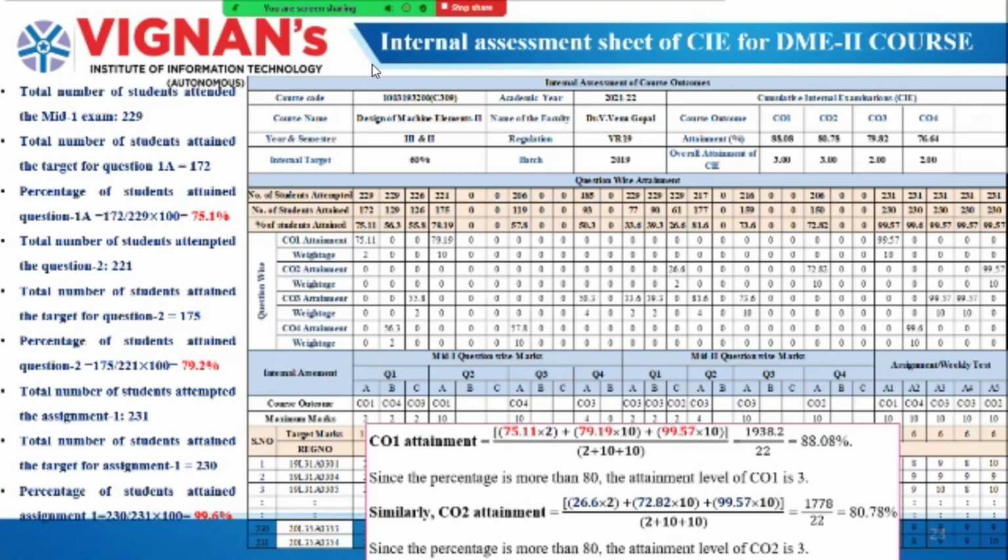See here. After entering all the marks and COs, this will be calculated automatically. These are the course outcomes, this is the attainment percentage, and this is the attainment level for CAE. So 88.08, that is 3. Similarly for CO2, 80.78, and the level is 3. Like that for CO3 and CO4 also, we have to calculate, right? This is the internal assessment of CAE for one course.